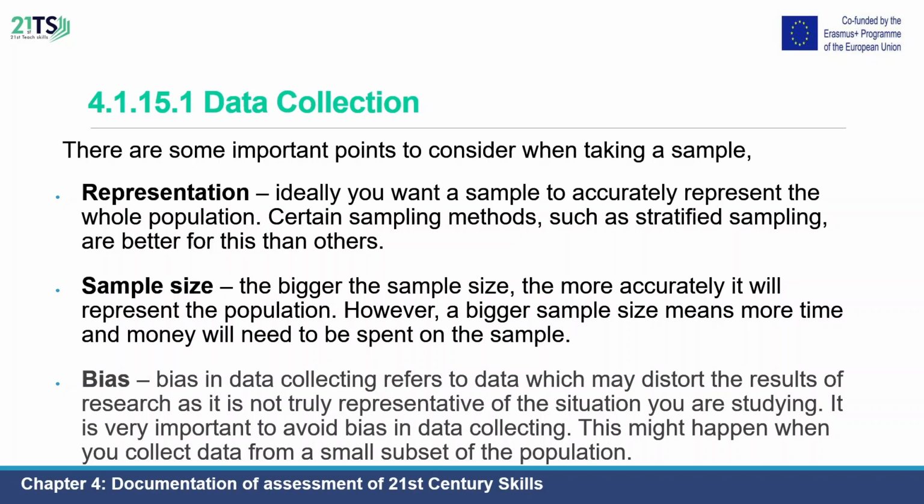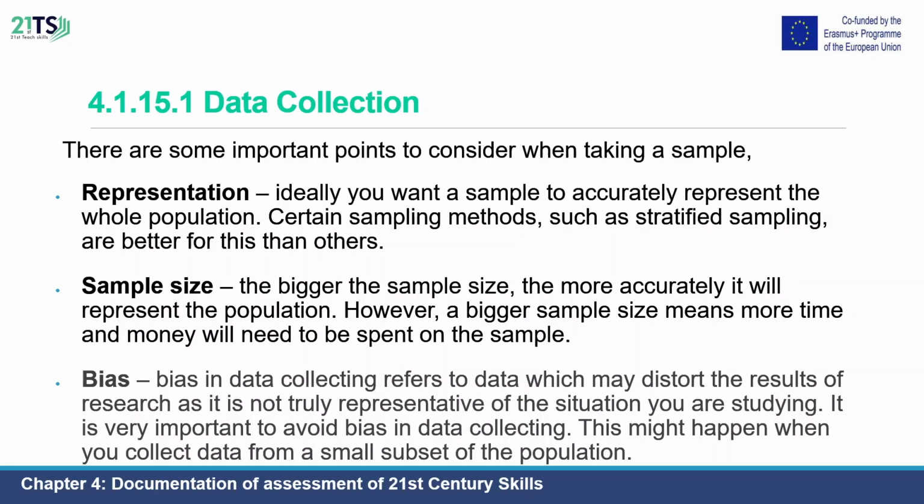Representation. Ideally, you want a sample to accurately represent the whole population. Certain sampling methods, such as stratified sampling, are better for this than others. Sample size. The bigger the sample size, the more accurately it will represent the whole population. However, a bigger sample size means more time and more money will need to be spent on the sample.